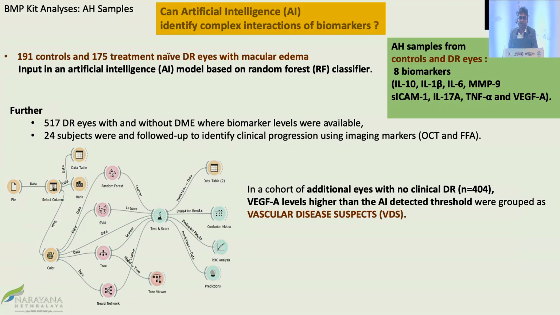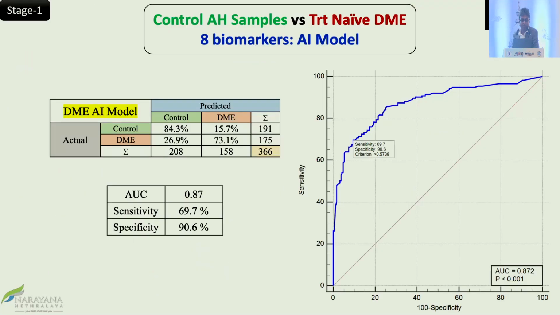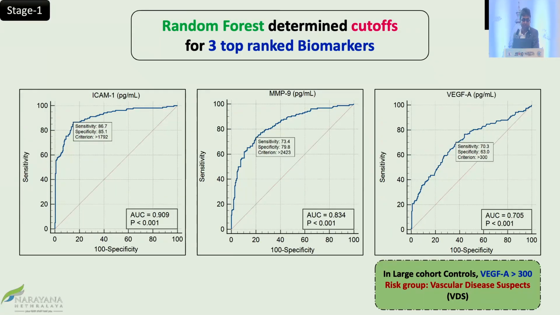So we tried to look into whether AI can help to understand the complex interplay of these biomarkers. We had done these 8 biomarkers, and we took a cohort of 192 controls and 175 treatment eyes. There was a good correlation, and the sensitivity and specificity were really good. What AI found was that these 3 biomarkers were really important: ICAM, MMP9 and VEGF-A. In some cohorts which didn't have diabetic retinopathy, we found that VEGF-A was high, and we named these vascular disease suspects.